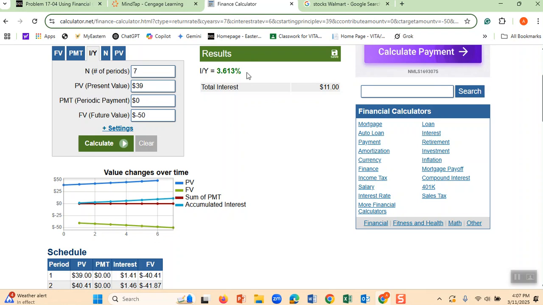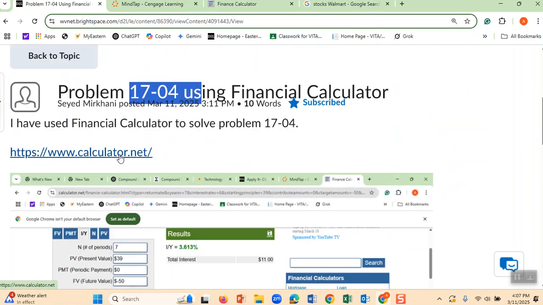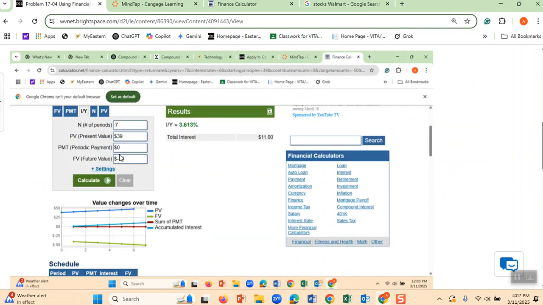Then what I did, I clicked print screen, and I went to the discussion board here, and I put that calculator here, and I am showing what happened. I want you to create this screen and post it, and your screen is supposed to look exactly like mine.